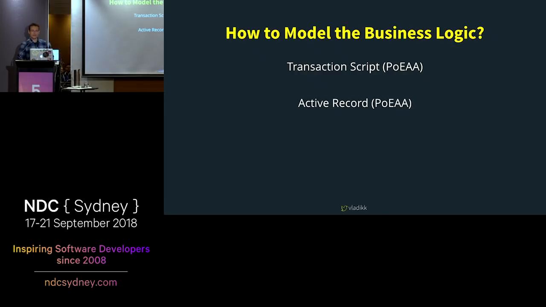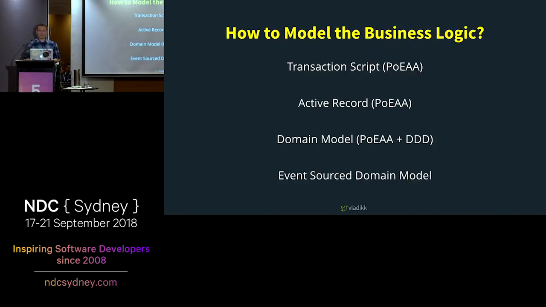Both those patterns were defined in Martin Fowler's book, Patterns of Enterprise Application Architecture. And another pattern from this book is domain model. And I will use it as an overarching term for domain-driven design's technical patterns such as aggregates, value objects, repositories, etc. And finally, we have event sourced domain model. It is based on the same principles as domain model, but using event sourcing. Only events are used for representing changes in the aggregate's life cycles.